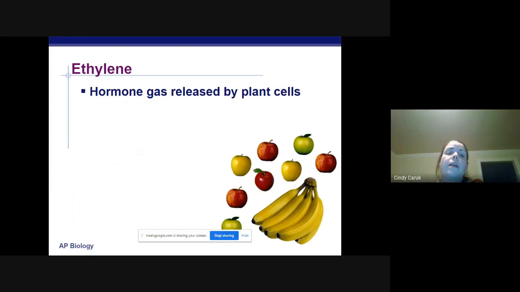Ethylene, this is a gas hormone, and it is involved in fruit ripening. So that's one of the reasons you never store your onions near any fruit or anything else, because they actually produce a lot of ethylene and it'll cause your food to go rotten much quicker. Also, leaves dropping in the fall.